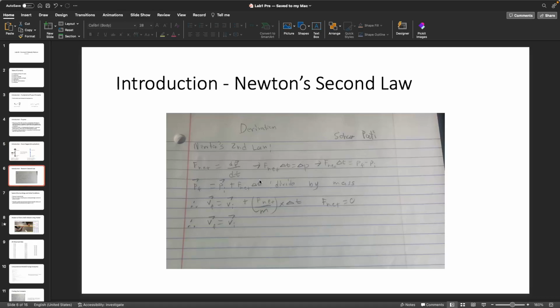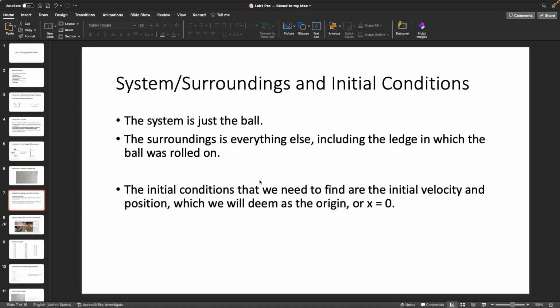So here's how I derived that final velocity is equal to initial velocity. First, I have the net force is equal to change in momentum over change in time. We put that into a formula. Then we divide F net times delta t over delta p by the mass, and then we get final velocity is equal to initial velocity plus net force over mass times delta t. Since net force is equal to 0, we can discard that term on the right side of the equation. So we get final velocity is equal to initial velocity.